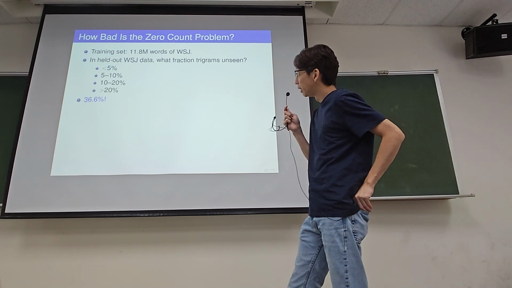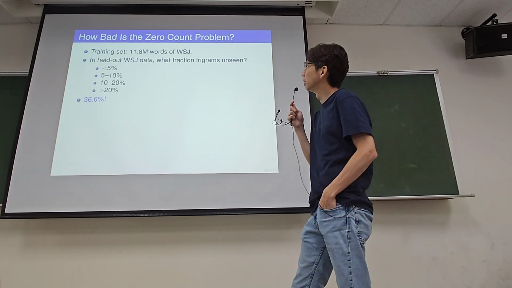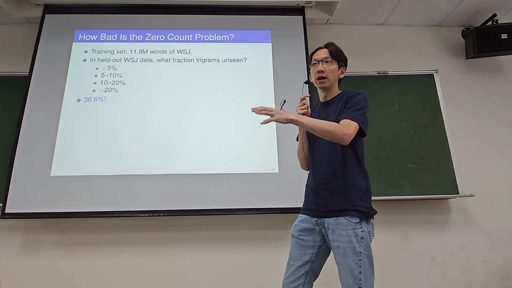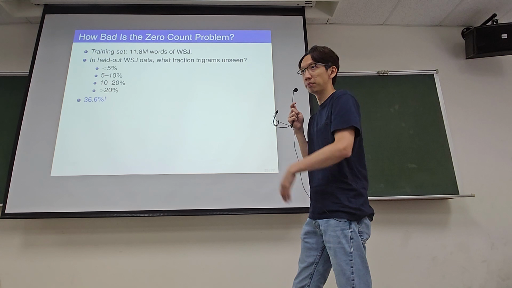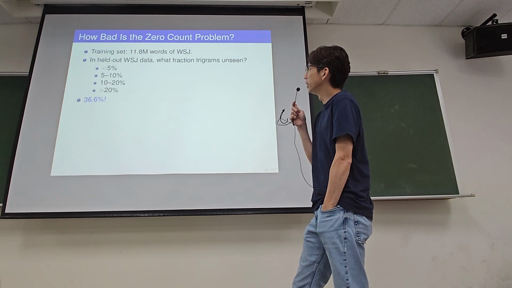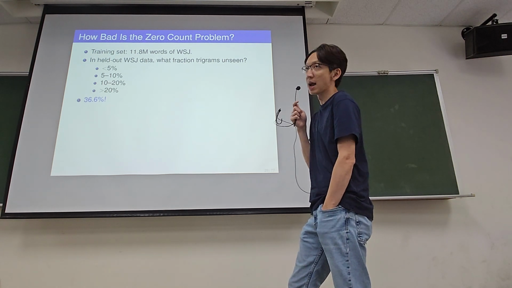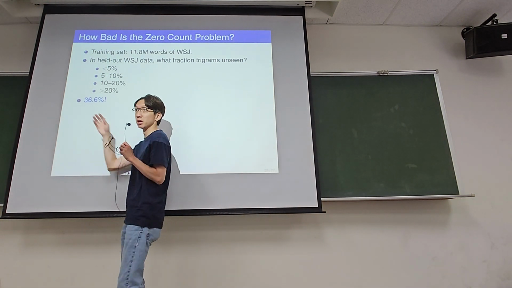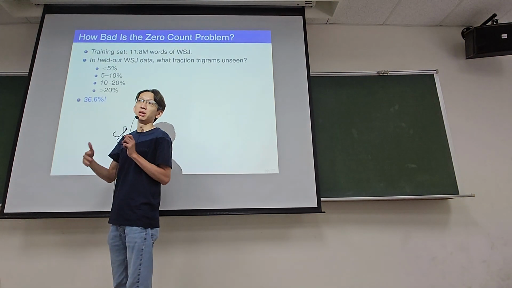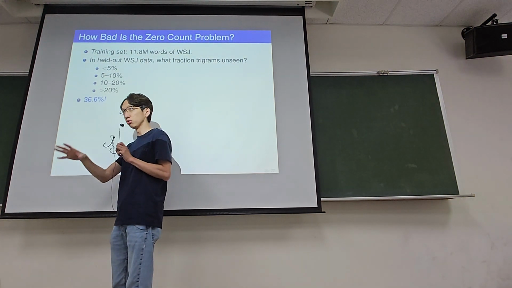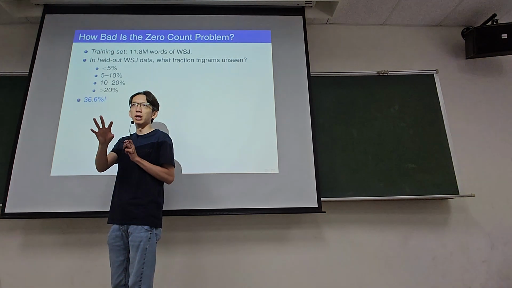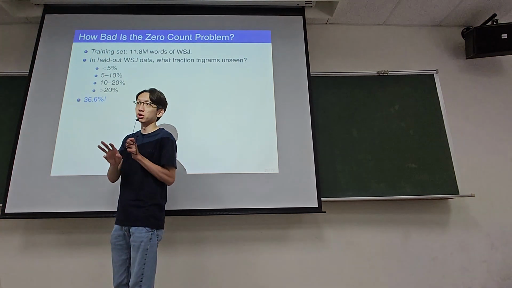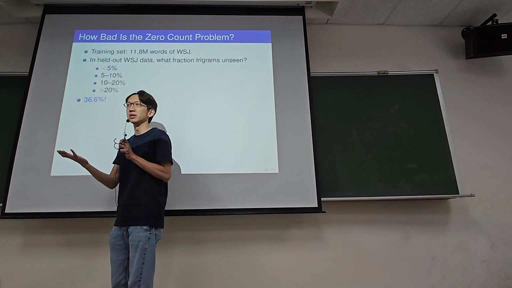For example, in the Wall Street Journal, there are 11.8 million words. Say we hold out a part of that data as things that you don't see in your training, and use it as validation. You can count the fraction of trigrams not seen in the training corpus. The answer is about 36%. So in the 11 million word corpus, you take a subportion out and do a simple trigram count. About 37% of these trigrams never appear in your training corpus, yet they do appear in your held-out data set.